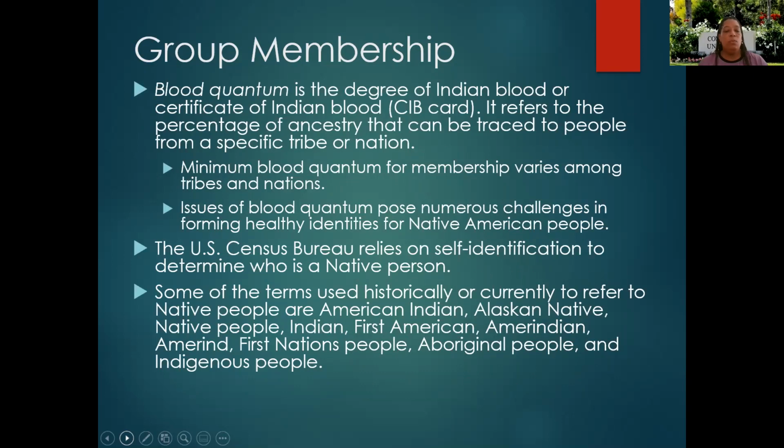Blood quantum becomes one of the definitions, and it is the degree of Indian blood or certification of Indian blood, the CIB card. It refers to the percentage of ancestry that can be traced to the people from a specific tribe or nation. The minimum blood quantum for membership varies among the different tribes and nations. Issues of blood quantum pose numerous challenges in the form of identity issues for Native American people. The U.S. Census Bureau relies on self-identification to determine who is a Native American person.